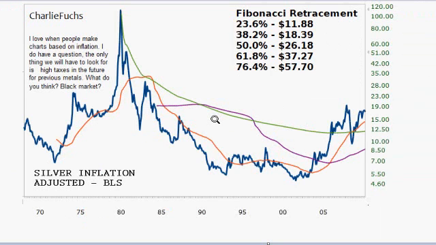Charlie Fuchs, I probably said that incorrectly, but what he states is, I love when people make charts based on inflation. I do have a question. The only thing we will have to look for is high taxes in the future for precious metals. What do you think? Black market?